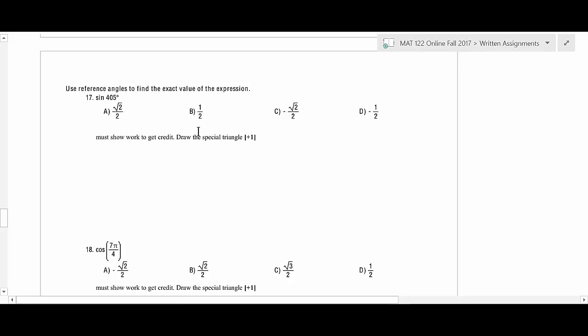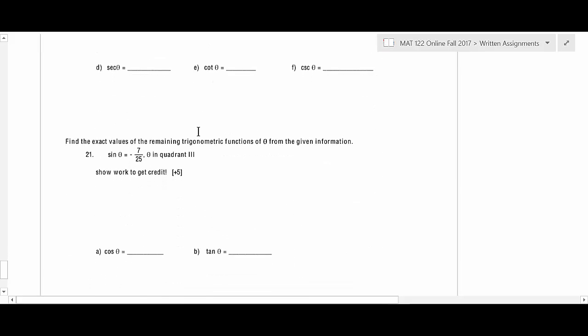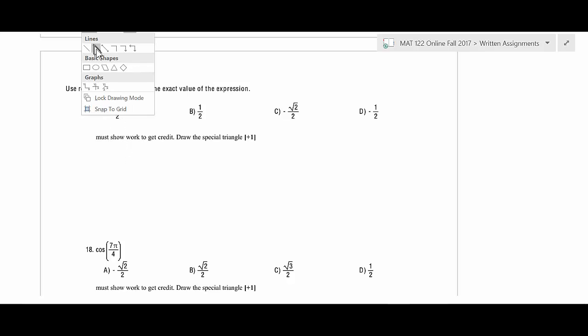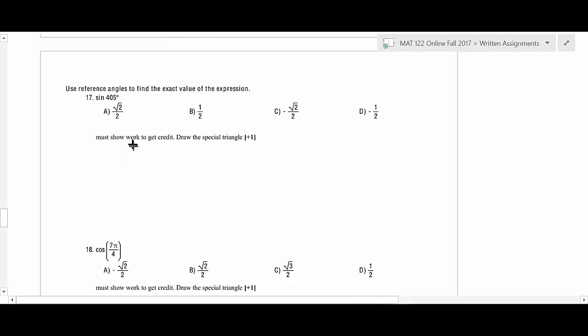Okay. Now the next thing we're going to do is we're going to do some reference angles at particular points. So what I'm going to do on this was I'm going to start by graphing.